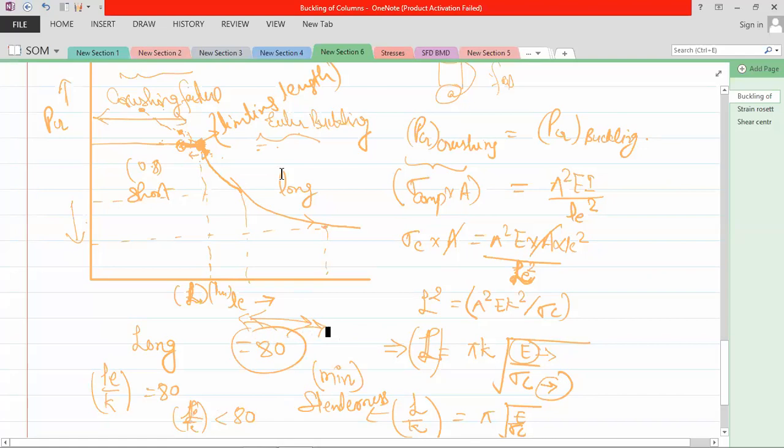So these are the concepts from Euler buckling that I want you to go through. If any confusion after that, please ask. Any confusion about Euler buckling conditions and the differentiation between short columns and long columns?